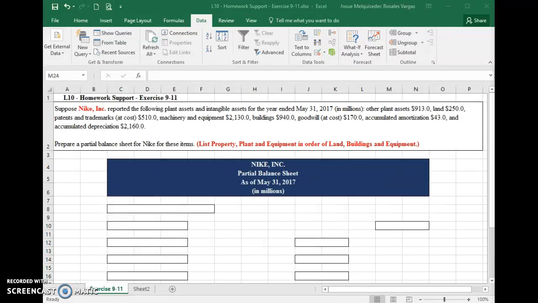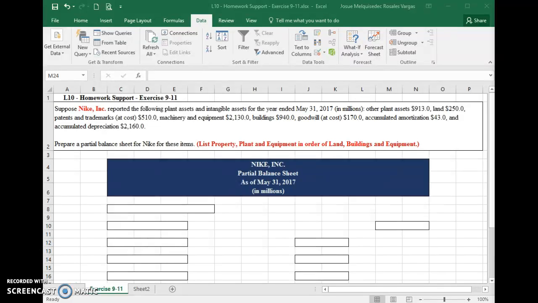This week I'm going to show you how to prepare a partial balance sheet. In this case, as you can see, we will prepare a partial balance sheet for Nike for the items that we have been given for exercise 9-11.